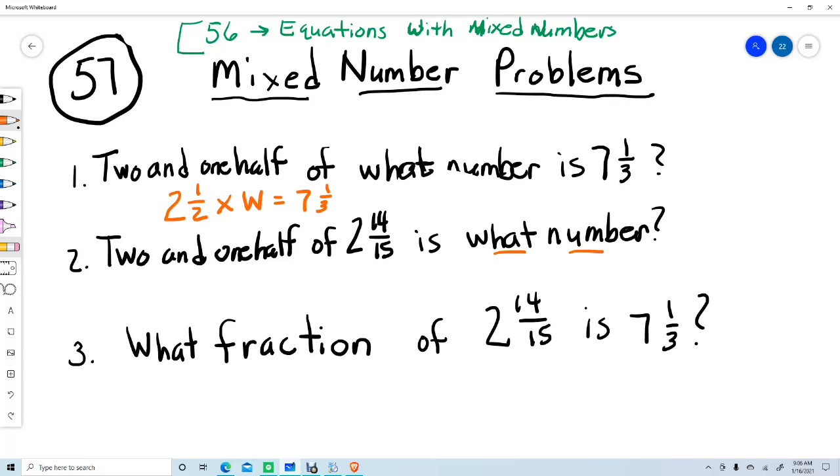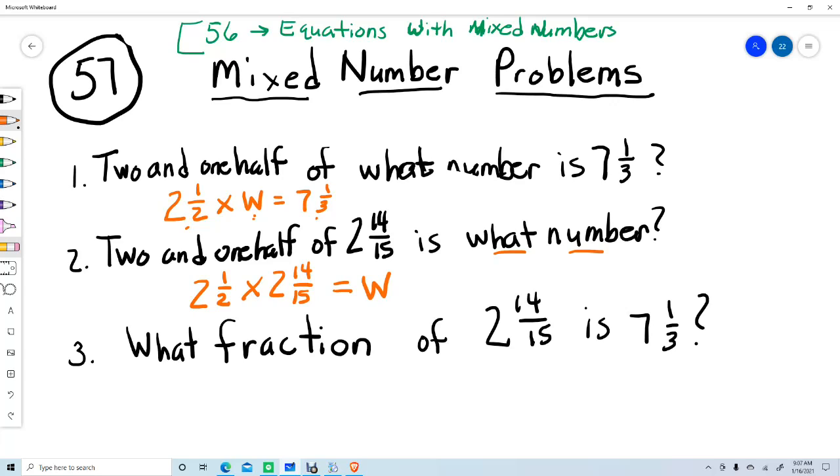Right, going to number 2. So here they're looking for, we'll call it factor number 2. This is factor number 1, factor number 2, and the answer. So in problem number 2, they're looking for the answer. You can see that because it ends with is what number, equals what number. And then converting the rest of this word problem, 2 1/2 of 2 14/15 is what number? So in problem number 2, the way they've worded it, they're looking for the answer.